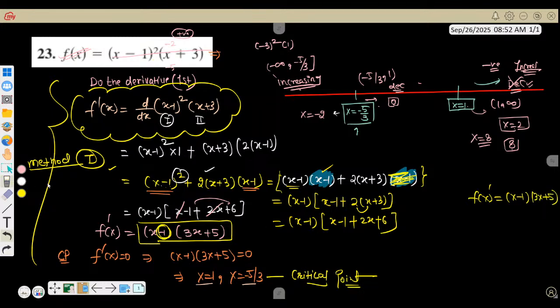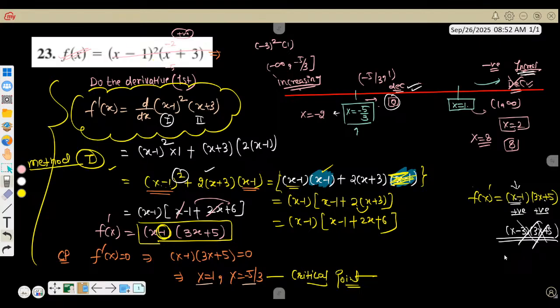Okay? Now if you choose x is 2, this is positive and this is also positive. So positive means increasing. If we choose 0, then this is negative and this is positive. So the function is decreasing. I made a mistake because I took the wrong derivative. I took here x minus 3. That's why my answer was going wrong. The actual derivative is x minus 1, not x minus 3.